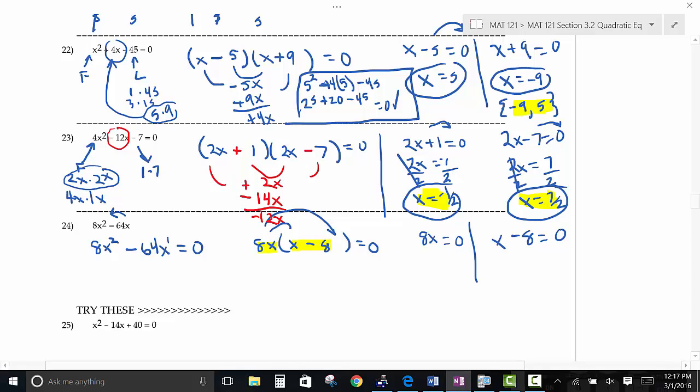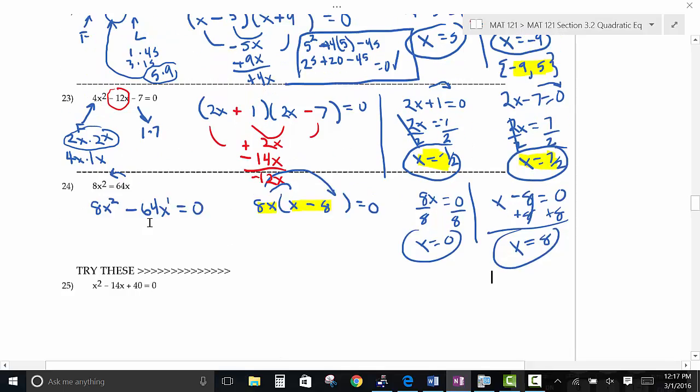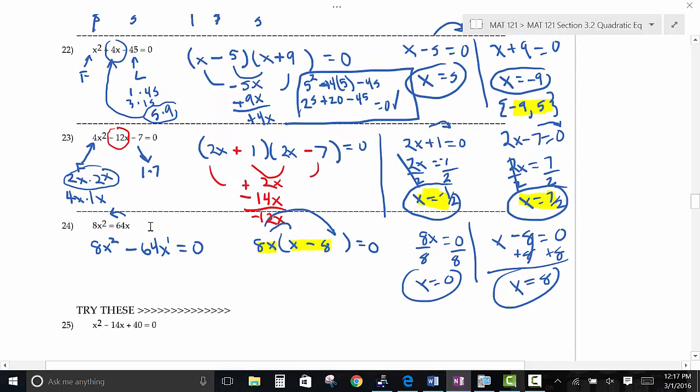0 and 8, right? Okay, yeah, you can do that in your head. I don't mind you guys doing that in your head at the very end. So x equals 0 is one answer. And then you can add 8 to both sides if you want to, just to show that step. So you get 8 and 0 like that. Those are your answers. All right.